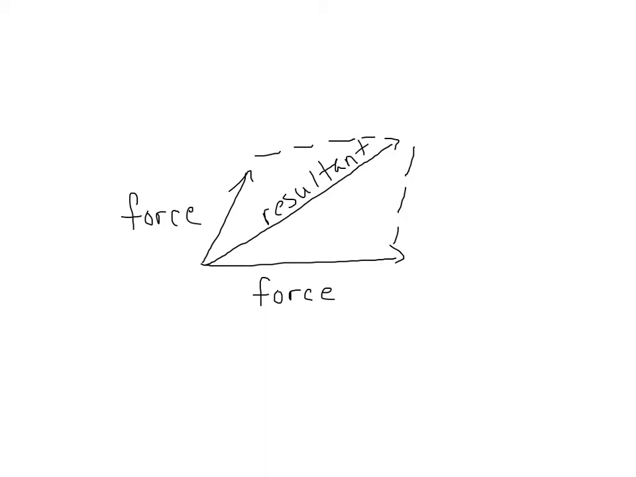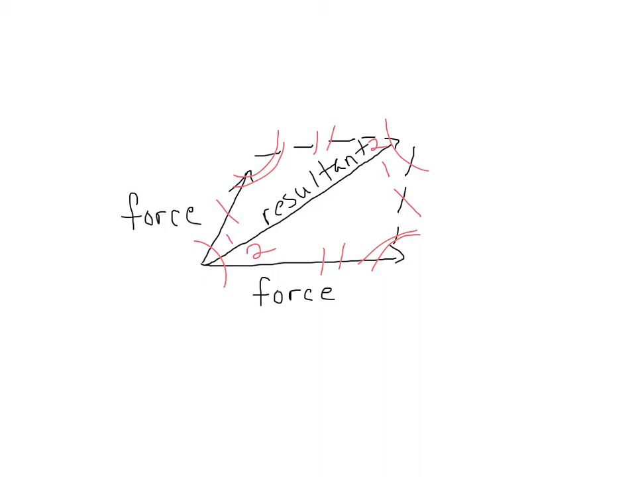Okay, so the forces actually formed a parallelogram. And what do we know about a parallelogram? Opposite sides are congruent. Okay? Opposite angles are congruent. The diagonal cuts the parallelogram into two congruent triangles, which also gives you alternate interior angles.